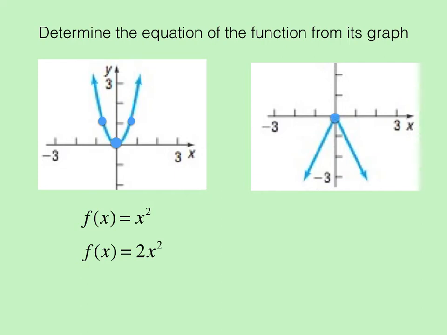Now from here we're going over to the absolute value function. The vertex is at 0, 0, so we can start with f of x equals the absolute value of x. We notice it is opening down, so I need the negative sign.